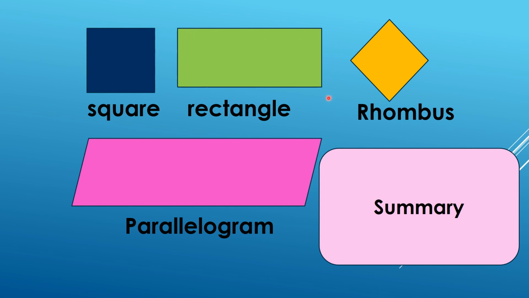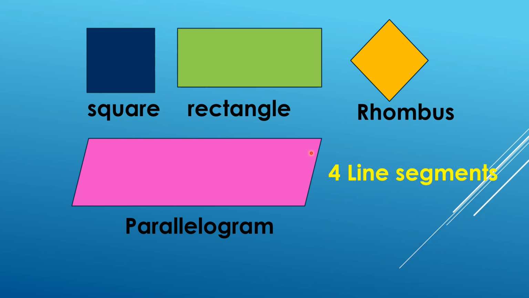Do you see the 4 sides? All of them, right? And they have 4 vertices. These are the tips or the points where the line segments meet. What about the angles? Very good. They have 4 angles. This is what they share. So let's reveal the summary points. 4 line segments for each one, 4 vertices, and 4 angles.